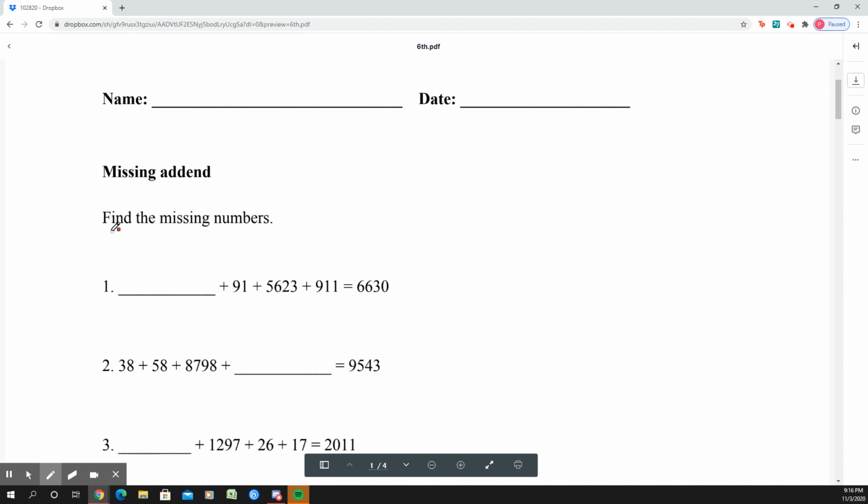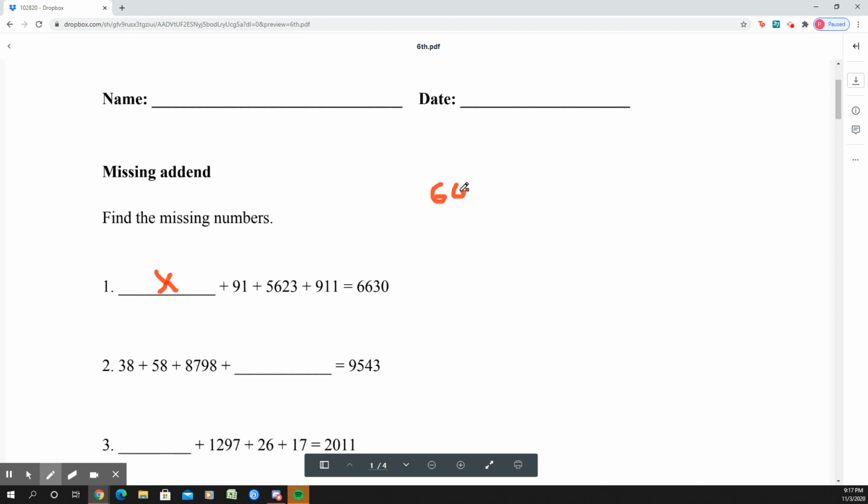Okay, so what you want to do is find the missing numbers. So x plus 91 plus 5,623 plus 911 is equal to 6,630. So you have our missing number, which we'll just call x for now. And you want to isolate the variable, so you take all of this and you bring it off to the other side. So you subtract 91, you subtract 5,623, and you subtract 911.